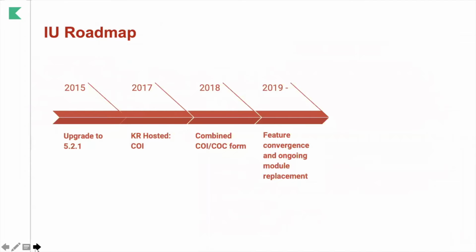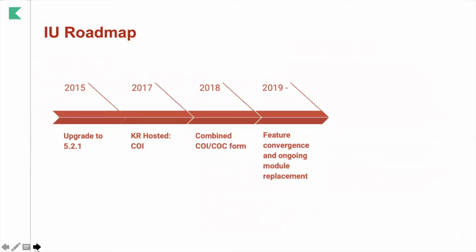So we got to 5.2.1 on premise. After that, there were more releases of Kuali Research. At IU, for various reasons, we decided to stick with 5.2.1 for a while. As you saw, we had done a whole lot of work, a whole lot of implementations over the past several years.